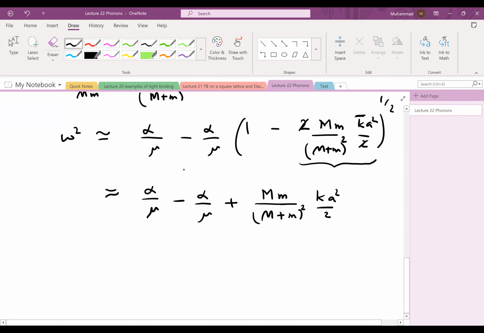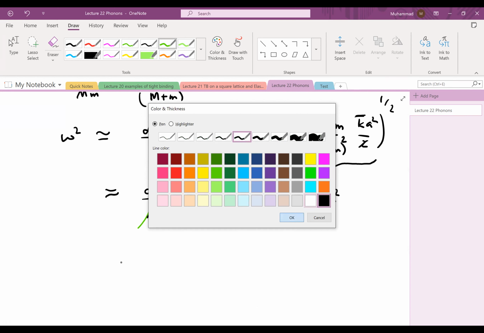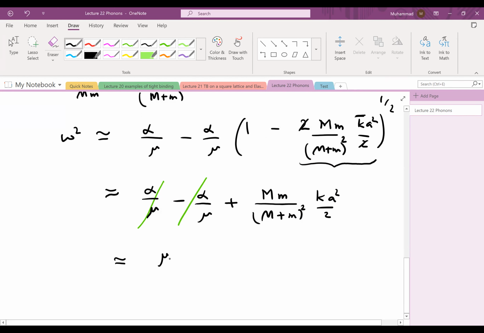So this thing just goes away, and I'm left with mu over m plus m k a square over 2. Of course, with an alpha mu as well. Yes, I can just get rid of this. Okay. Alpha m plus m a square over 2k.